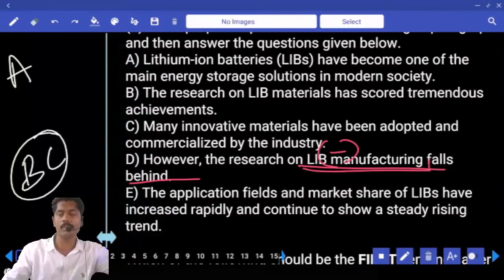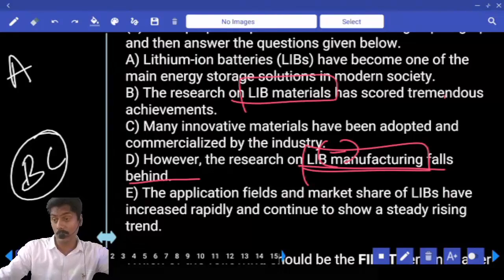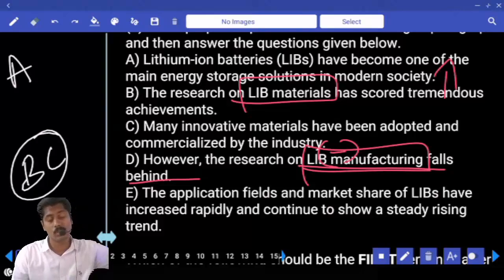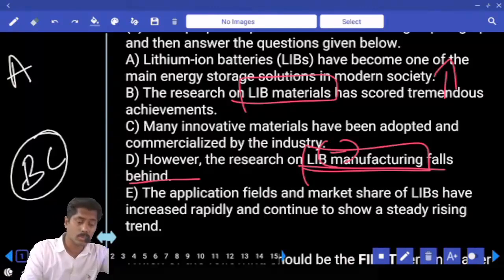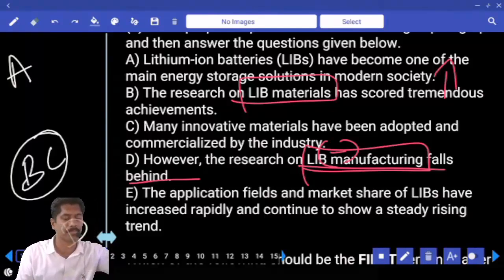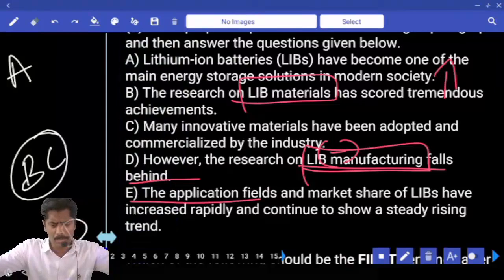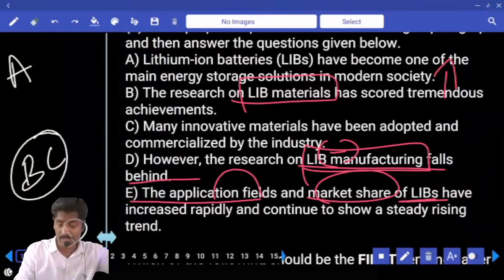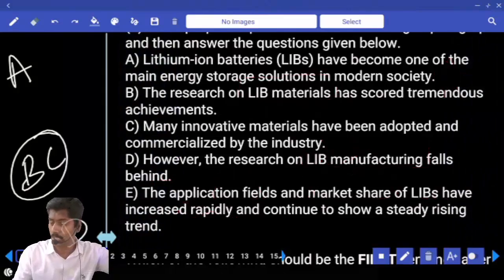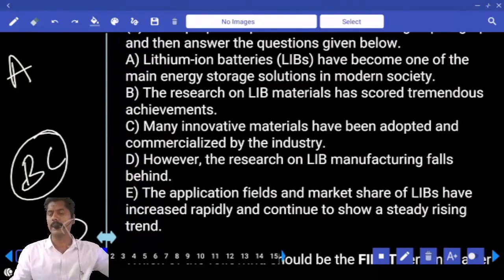The research on LIB manufacturing, it is going back, whereas research on materials, it is going good. Research on LIB materials is in a good swing, but LIB manufacturing research is not going well. So D is the opposite of BC. And look at E. The application fields and market share of LIBs have increased rapidly and continue to show a steady rising trend. Now it is talking about LIBs.